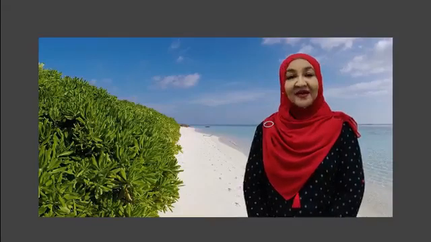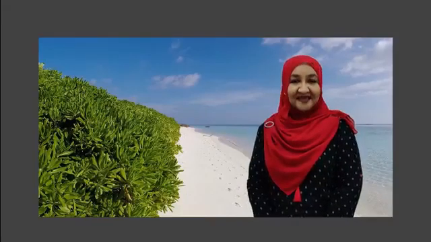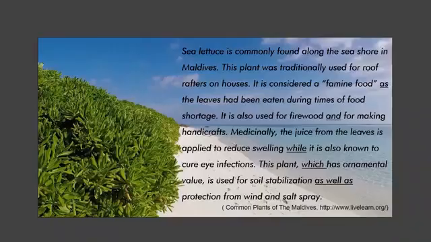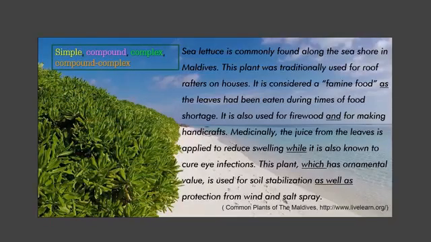Just want to see whether you can remember your types of sentences. So, have a look at this slide. This is your first task. Read this paragraph and decide which of these sentences are simple, compound, complex, and compound complex. You can use the underlined words here as clues to help you identify.